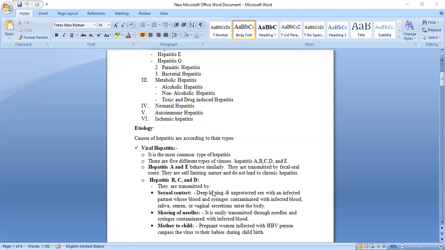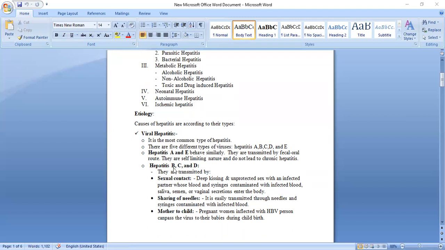Understood this one? Now see the next one, hepatitis B, C, and D. A and E are similar, and B, C, D are similar. So the causes are also different. The etiology, that is the causes, is also different.